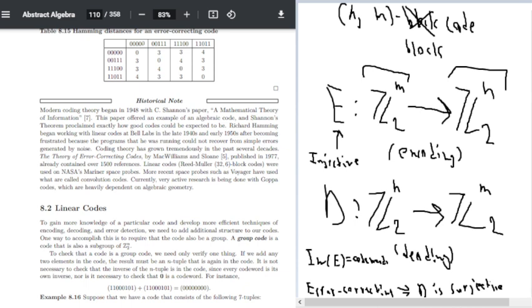Coding theory has grown tremendously in the past several decades. The Theory of Error-Correcting Codes by MacWilliams and Sloane, published in 1977, already contains over 1,500 references. Linear codes, Reed-Muller and 32-6 block codes, were used on NASA's Mariner space probes. More recent space probes such as Voyager have used what are called convolution codes. Currently, very active research is being done with Goppa codes, which are heavily dependent on algebraic geometry.